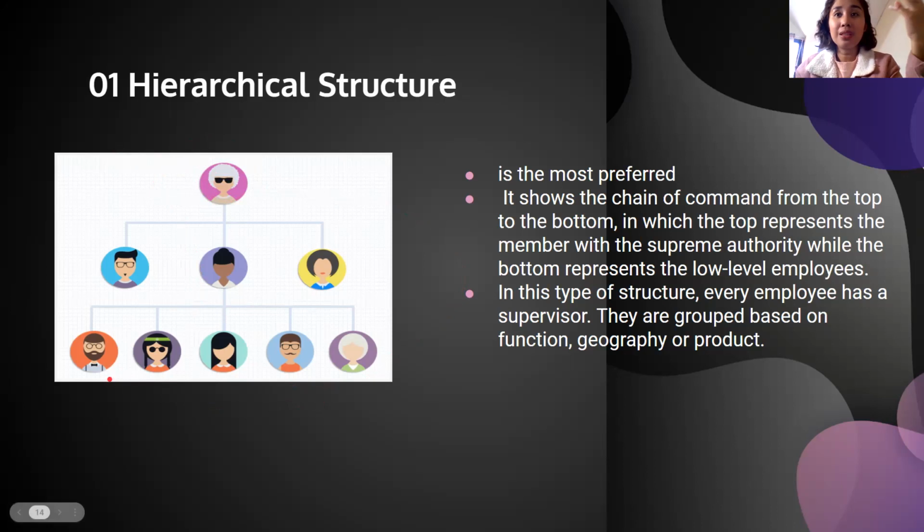Okay? So being a low-level employee, guys, does not reflect your value. Meron lang talagang nasa taas, merong nasa baba. But they are all valuable. Hindi ka nila i-hire kung hindi ka valuable. And in this type of structure, every employee has a supervisor. They are grouped based on their functions, geography, or product. So itong hierarchical structure, pwedeng sabihin natin na may pagka-flexible rin naman to. And this is most commonly used and easy to understand.